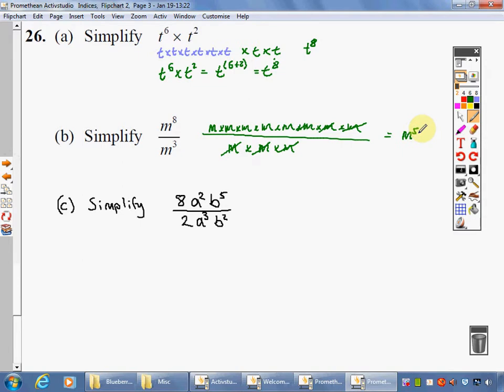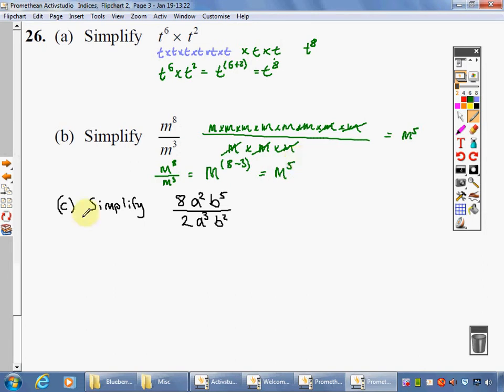The other way to do it for division is, if we're dividing, we subtract the indices. So m to the 8 divided by m to the 3 is going to be equal to m to the 8 subtract 3, which is m to the 5.